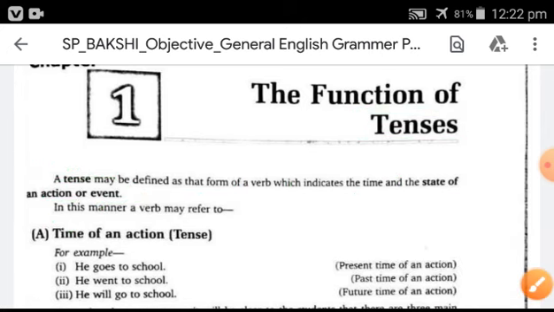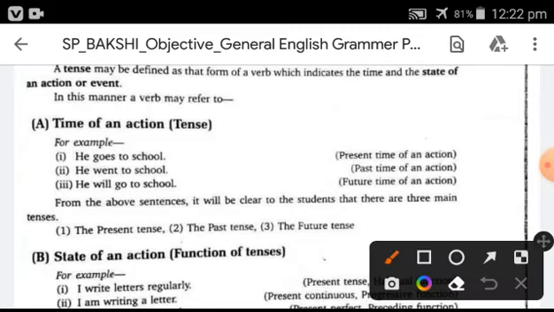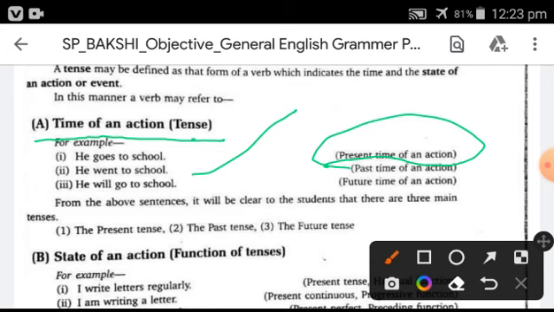Well, first, time of an action. Here are some examples given to understand the time of an action. What does it mean? First example says, he goes to a school, which means present time of an action. He goes to a school refers to present time.